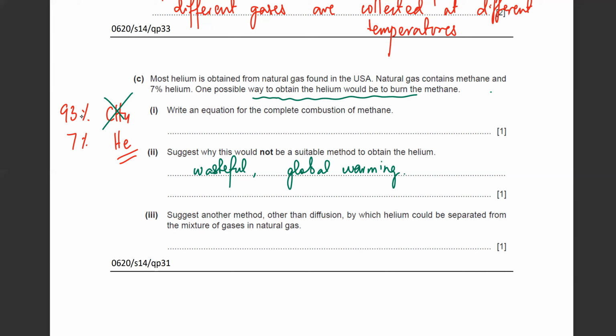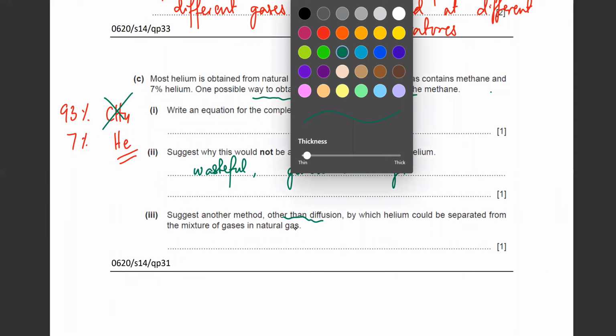So he's saying suggest other than diffusion. We know diffusion would work because helium travels faster, so you can collect helium earlier, and methane would be slower, and it would take a longer time to reach the other end. But what could be another method other than diffusion by which helium could be separated from the mixture of gases in natural gas? Does anyone know any other method?